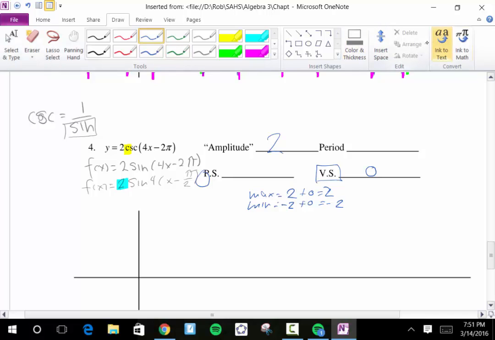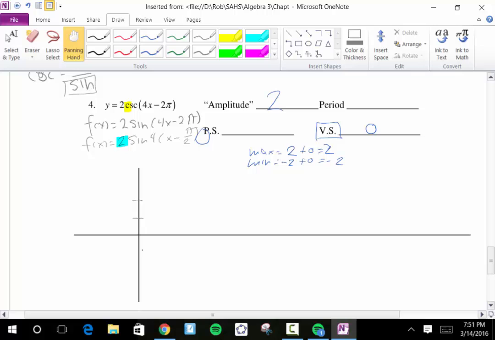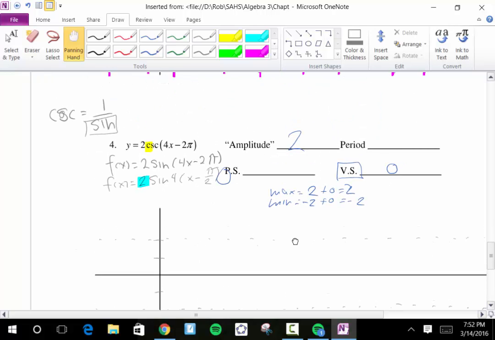Do I change the color? I wonder if there's a cool, easy way to change color. Probably isn't. Let's just go from here. 1, 2. 1, 2. So we know it's going to be between negative 2 and 2 right there. Okay, top and bottom right there.